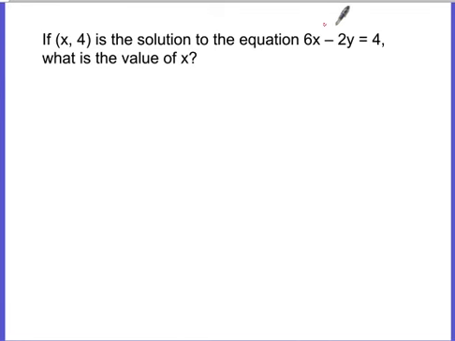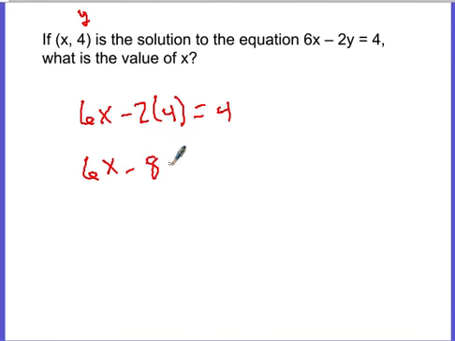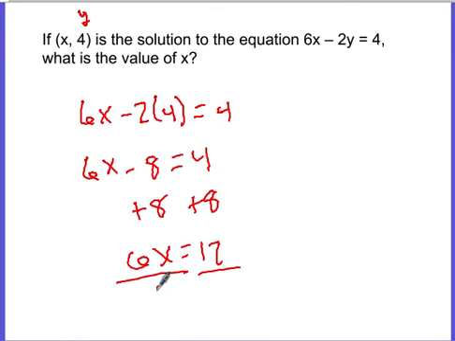If x comma 4 is the solution to the equation 6x minus 2y equals 4, what is the value of x? What do I need to do here? Substitute y with 4. I know this is a y value, so you put a 4 in for the y value. 6x minus 2 times 4 equals 4. All I did was put this 4 into the equation for y. So 6x minus 8 equals 4. Add 8. 6x equals 12. Divide by 6, so x equals 2.